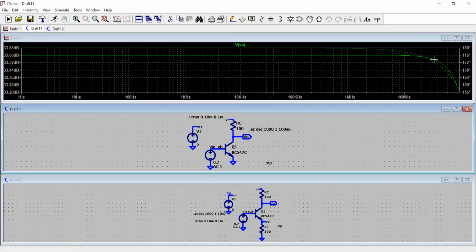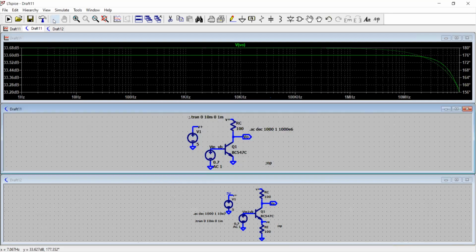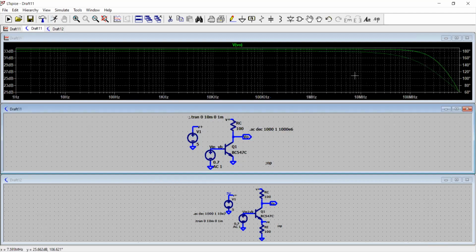And the minus 3 dB point is very low actually. We don't see the minus 3 dB point, but the gain starts dropping from here. So maybe we need to increase the frequency here, maybe let's say 1000 mega, that is 1 giga perhaps. Here you can see the 3 dB point. The gain is 33 dB at DC, and 30 dB would be somewhere here. So at about 200 megahertz, you have a minus 3 dB point.